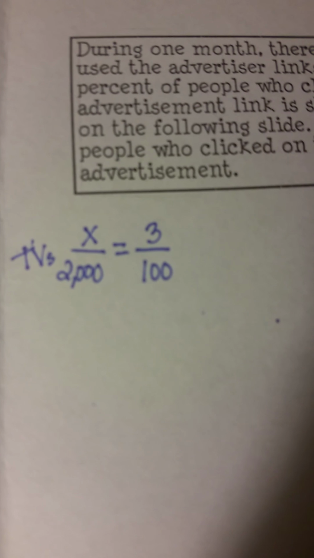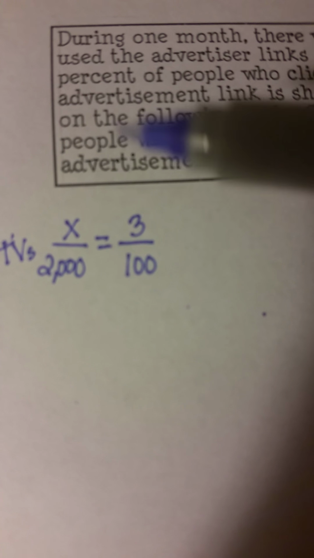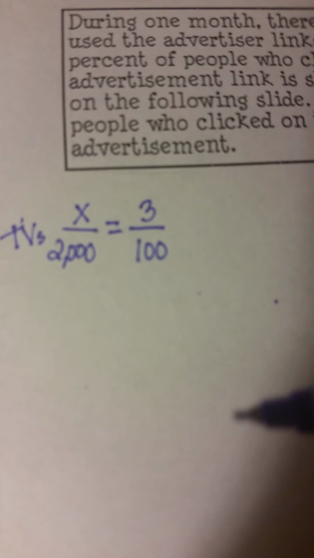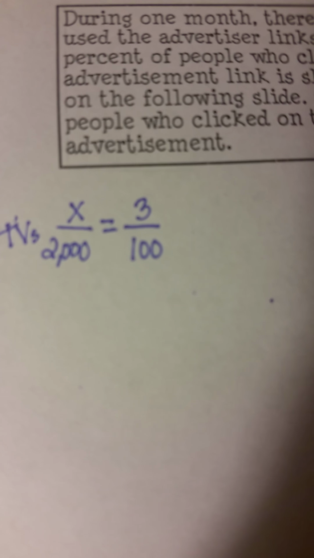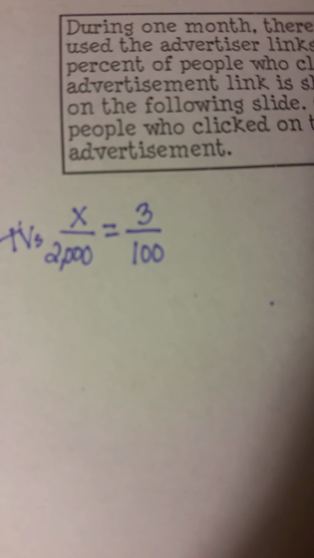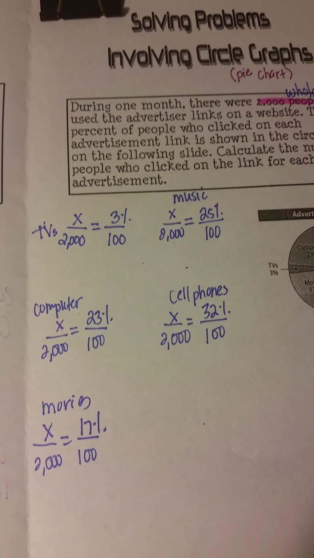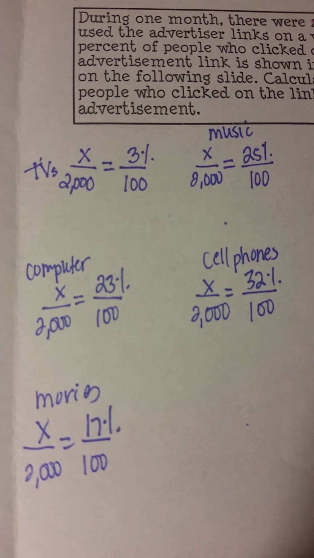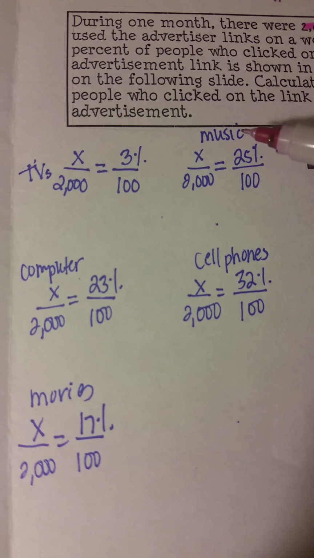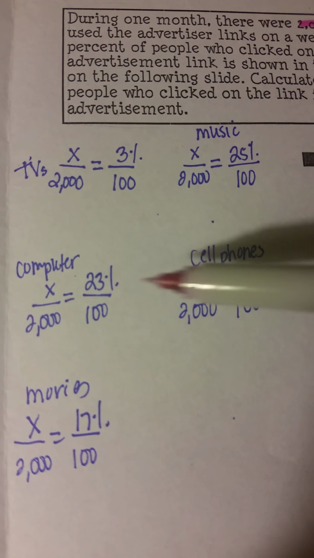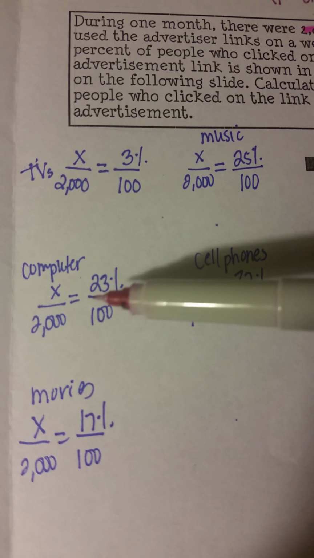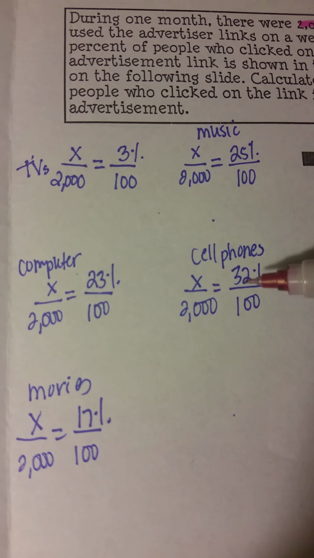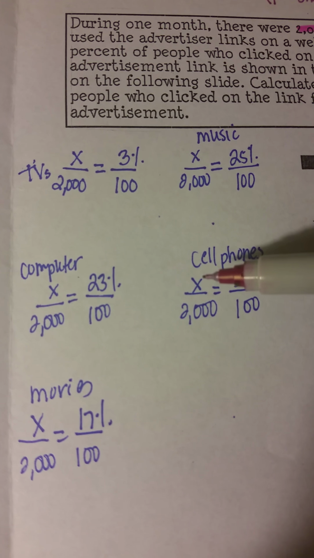Okay, so now I want you to go through with your partner, and I just want you to title it and set up the proportion. I'm going to pause here, and I'll give you a chance to set it up with your partner. Okay, so your proportions should look like this. Every one of them should have 2,000 in the whole position, and an X in the part. You're given the percent and you're looking for the part.